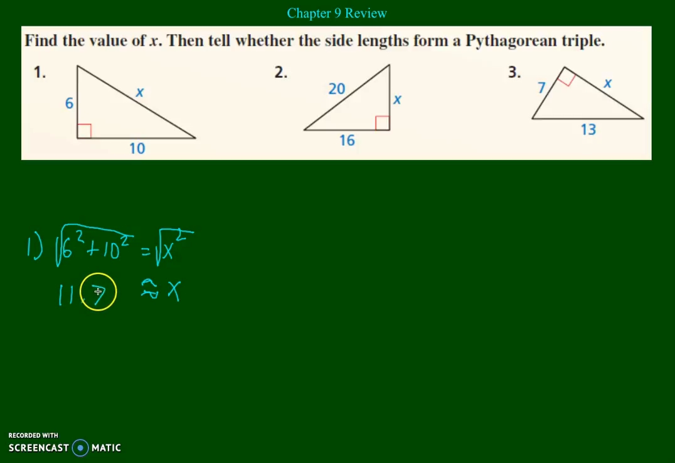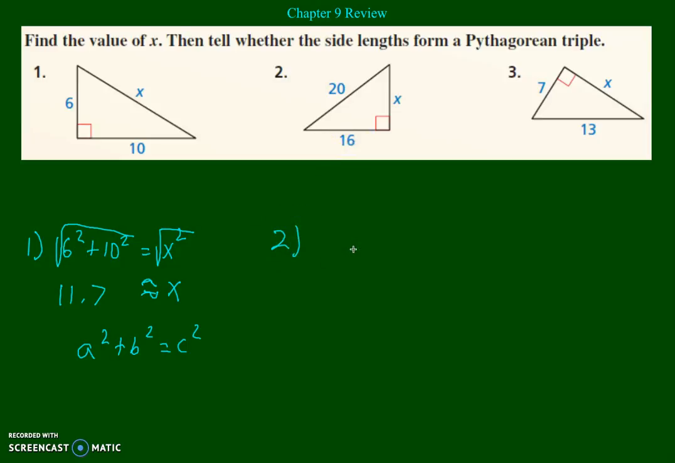A Pythagorean triple is a set of 3 integers that satisfies the Pythagorean theorem. And you can plug it into an equation that satisfies the Pythagorean theorem, most commonly referred to as a squared plus b squared equals c squared. This is not the Pythagorean theorem. It's simply an equation that represents the Pythagorean theorem, where a and b are legs and c is the hypotenuse. Alright, let's try number 2.